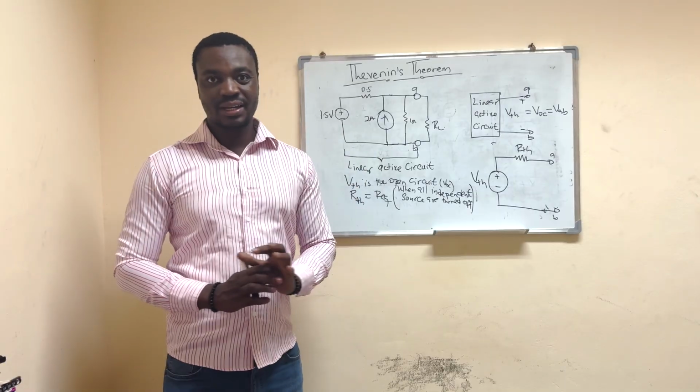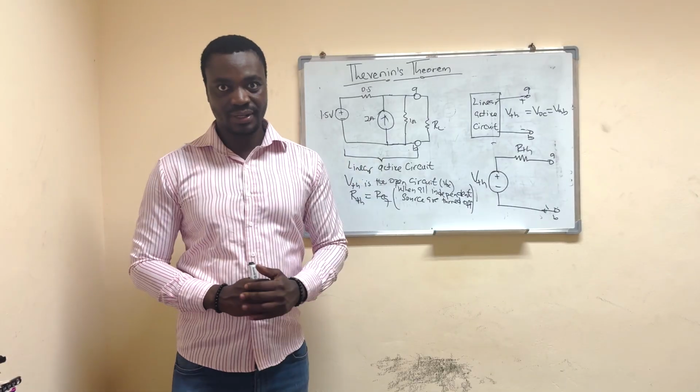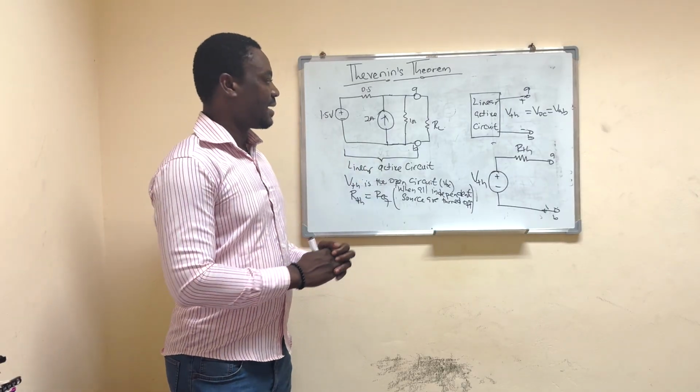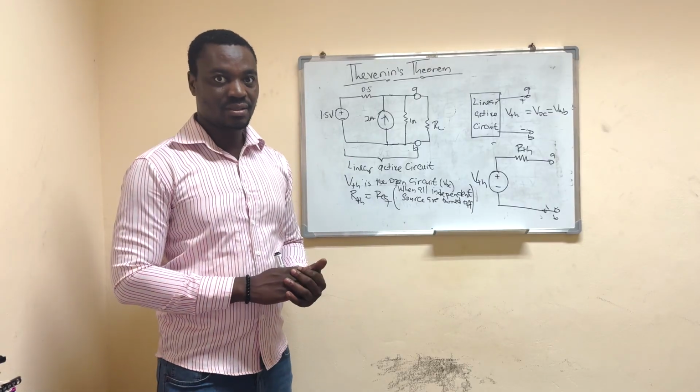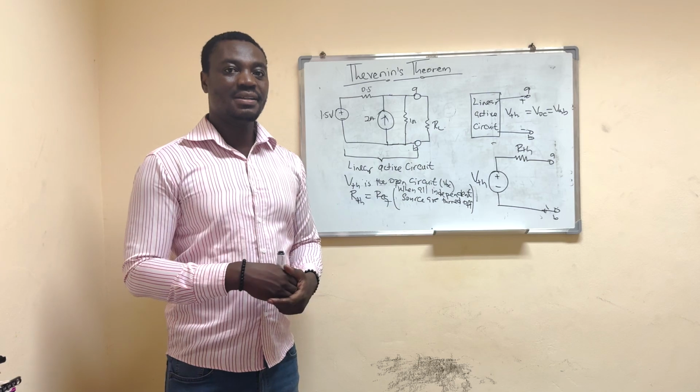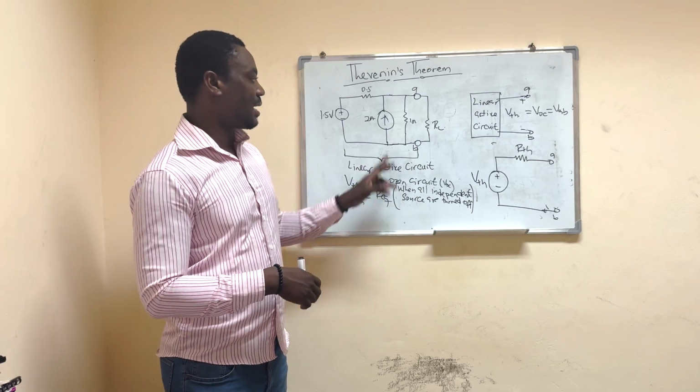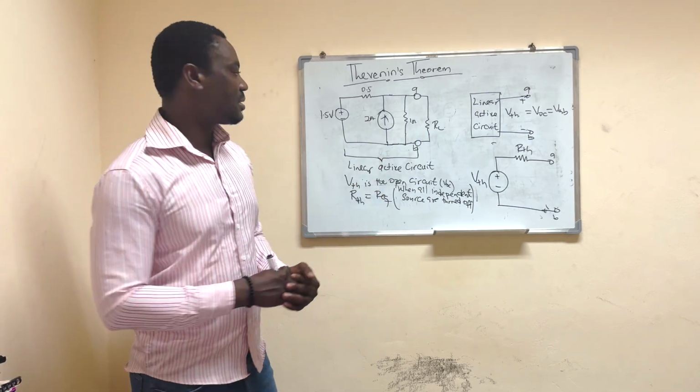Now, how do we actually make sense of this theorem? First, we have to understand what we mean by a linear active circuit. You can think about this as an example. I have an example here on the board.